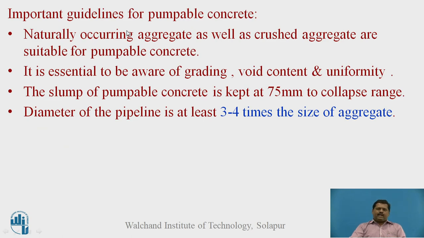Now these are the important guidelines for pumpable concrete. We should use natural aggregates which are suitable for pumpable concrete. Next, we should be aware of the void content of aggregate, grading of aggregate and uniformity in the quality of aggregate. These things are very important for pumping. Next, we should adjust the slump of our concrete to the range of 75 mm to collapse, meaning above 75 mm slump is required for pumpable concrete. Next, the diameter of the pipeline must be at least 3 to 4 times the size of aggregate, which will facilitate proper pumping.